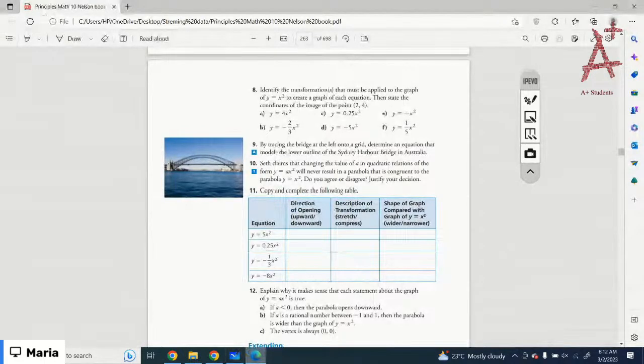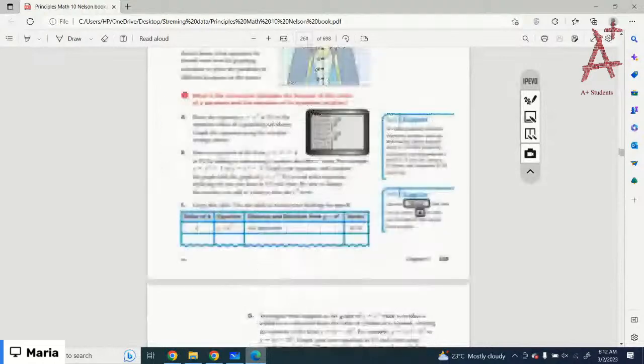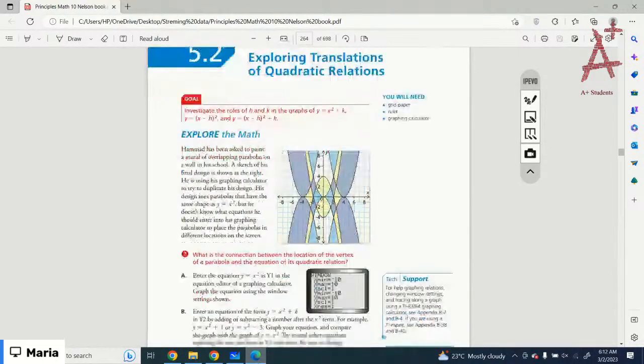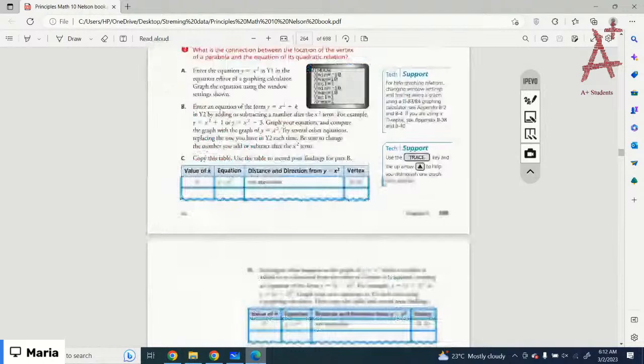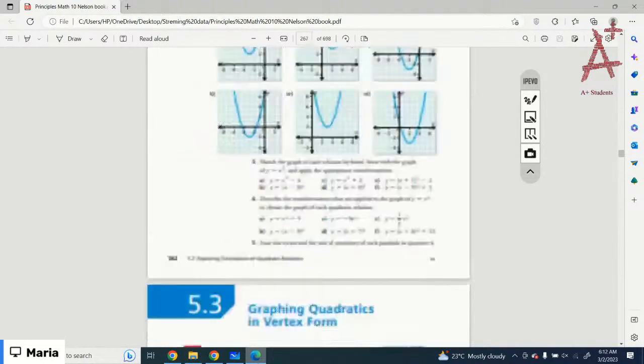Okay, you can complete the test later today. Let's move on to the next lesson. The next lesson is exploring translations of quadratic relations. Let's start with this. Now we're going to learn how to apply translations on functions. Got it? Let's start with the practice questions.